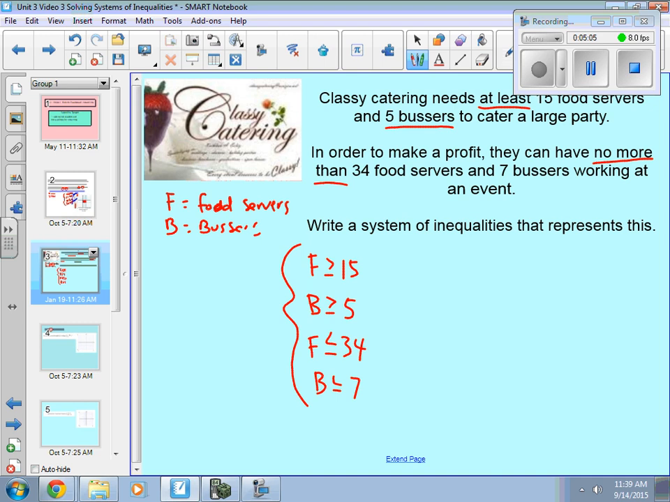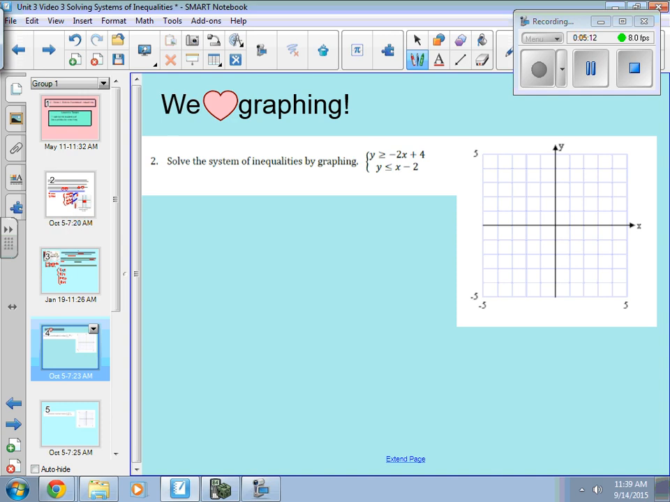Later, we're going to have to probably graph a situation like that out as well, similar to how we did in the last problem. Okay, for number 2, now they give us some inequalities. They want us to graph it out and figure out where is that region where all the overlap happens.